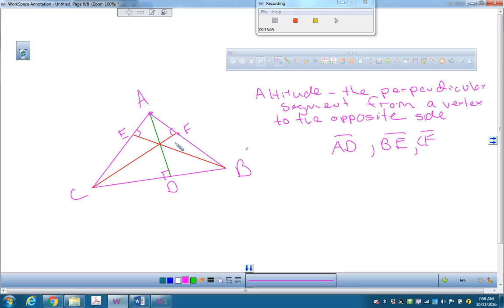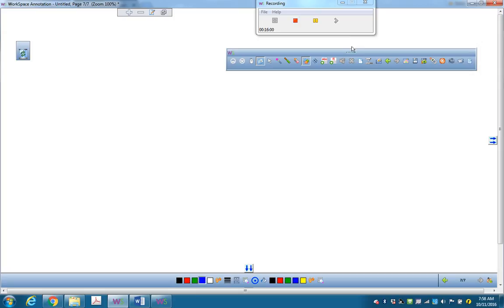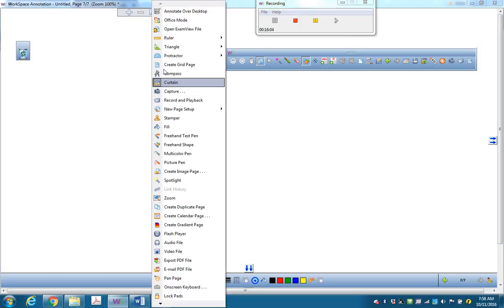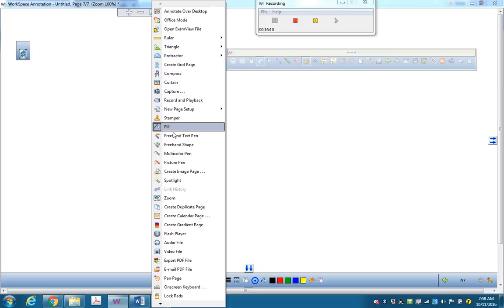Now you have to be careful, because sometimes altitudes, where's my, oh, I have to get that tool again. New sheet. So, tools, I should put that on my clipboard. Freehand shape. Where is it? There it is.